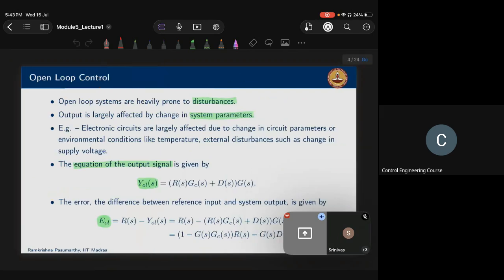Now in open loop control, the disadvantages are that they are highly prone to disturbances, and they are largely affected by the system parameters.